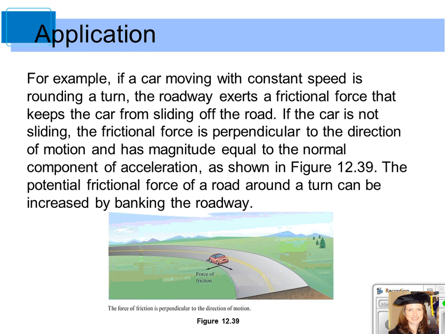For example, if a car moving with constant speed is rounding a turn, the roadway exerts a frictional force that keeps the car from sliding off the road. If the car is not sliding, the frictional force is perpendicular to the direction of motion and has magnitude equal to the normal component of acceleration. The potential frictional force of a road around a turn can be increased by banking the roadway.